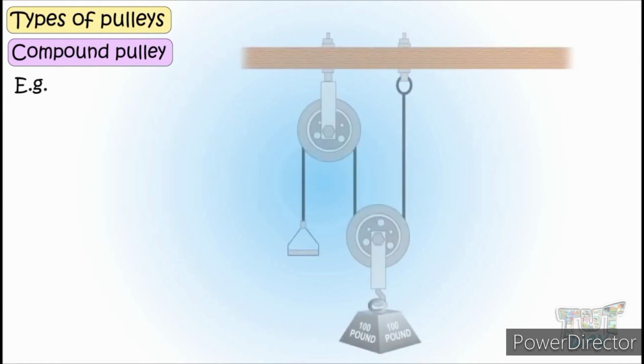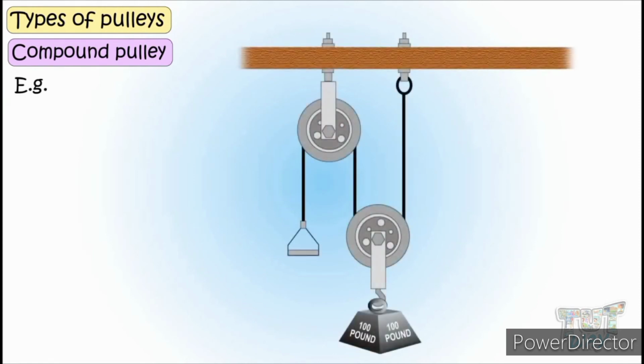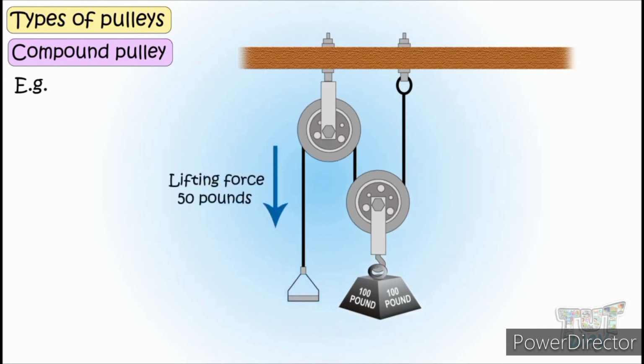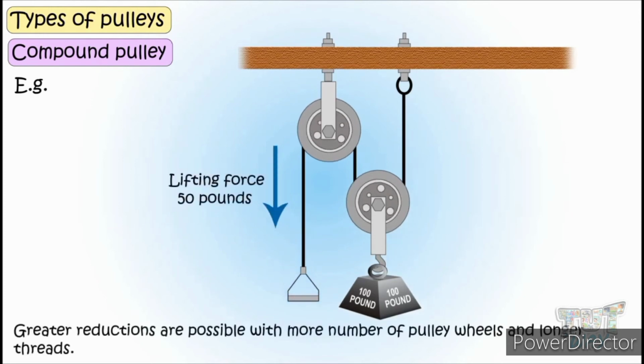For example, if the work involves lifting a 100-pound weight, a compound pulley made up of 2 pulley wheels and a longer rope reduces the lifting force to only 50 pounds. Greater reductions are possible with more pulley wheels and longer ropes. But these systems take a lot of space.